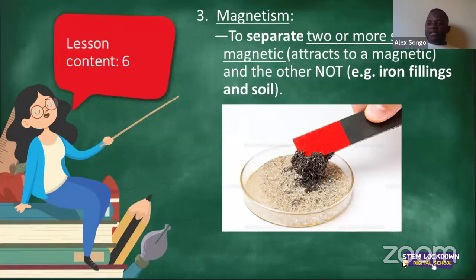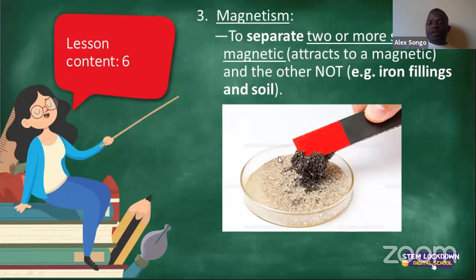So we're still on magnetism. I want us to revise what we did on magnetism. I see that the time is not on our side. We are saying magnetism is the separation of two solids or more in which one or two of those solids are magnetic. What does that mean? It means that they are attracted to a magnet.